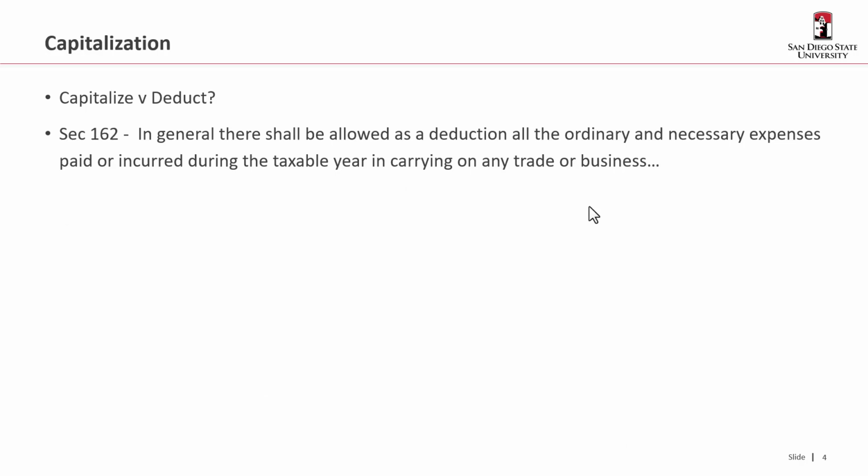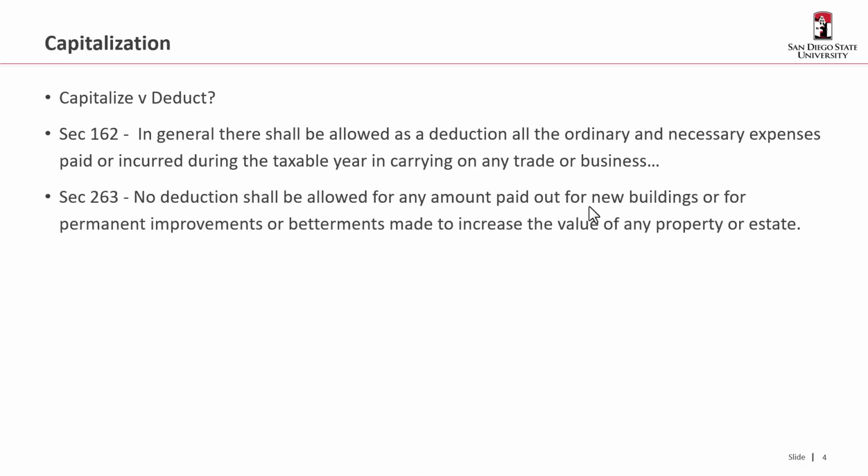So what are the tax rules on this? Well, we've got a couple code sections. The first is 162, and this is the ordinary and necessary business expense deduction. And we've really covered that. The new one that we haven't really spent a lot of time on is 263, and the reason we're not going to spend a lot of time on it is it doesn't tell us much.